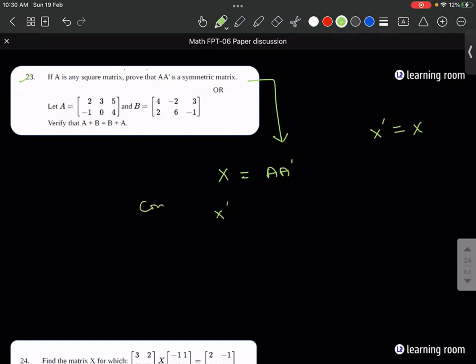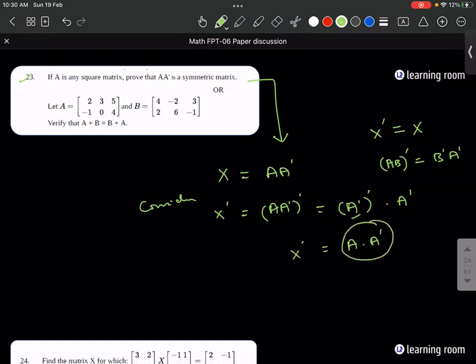So consider X dash, that will be A into A dash, the whole dash, right? So this will be equal to A dash, the whole dash, into A dash. Am I right? Because AB, the whole transpose, is equal to B transpose into A transpose. So the transpose of a transpose is the matrix itself, A into A dash. If you observe, X dash is also A into A dash, X is also A into A dash, so X will be equal to X dash, hence it is a symmetric matrix.